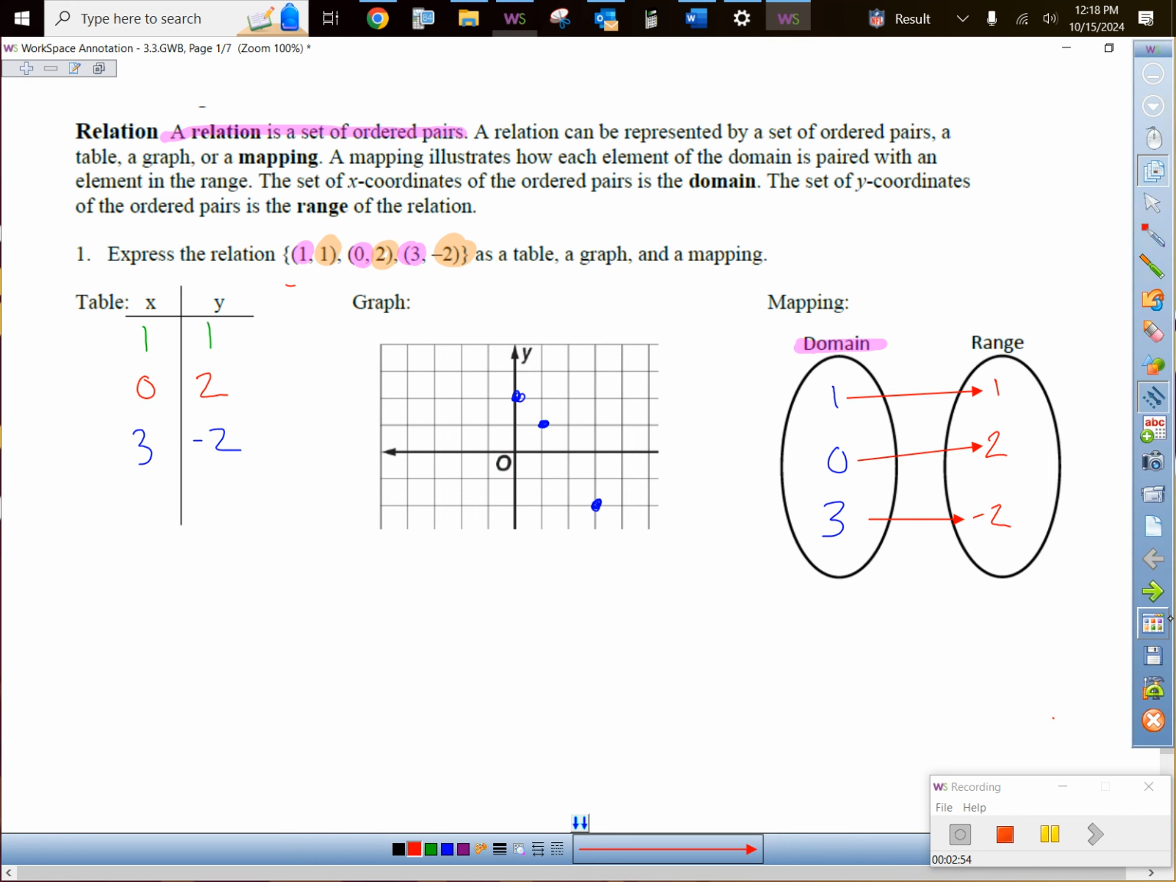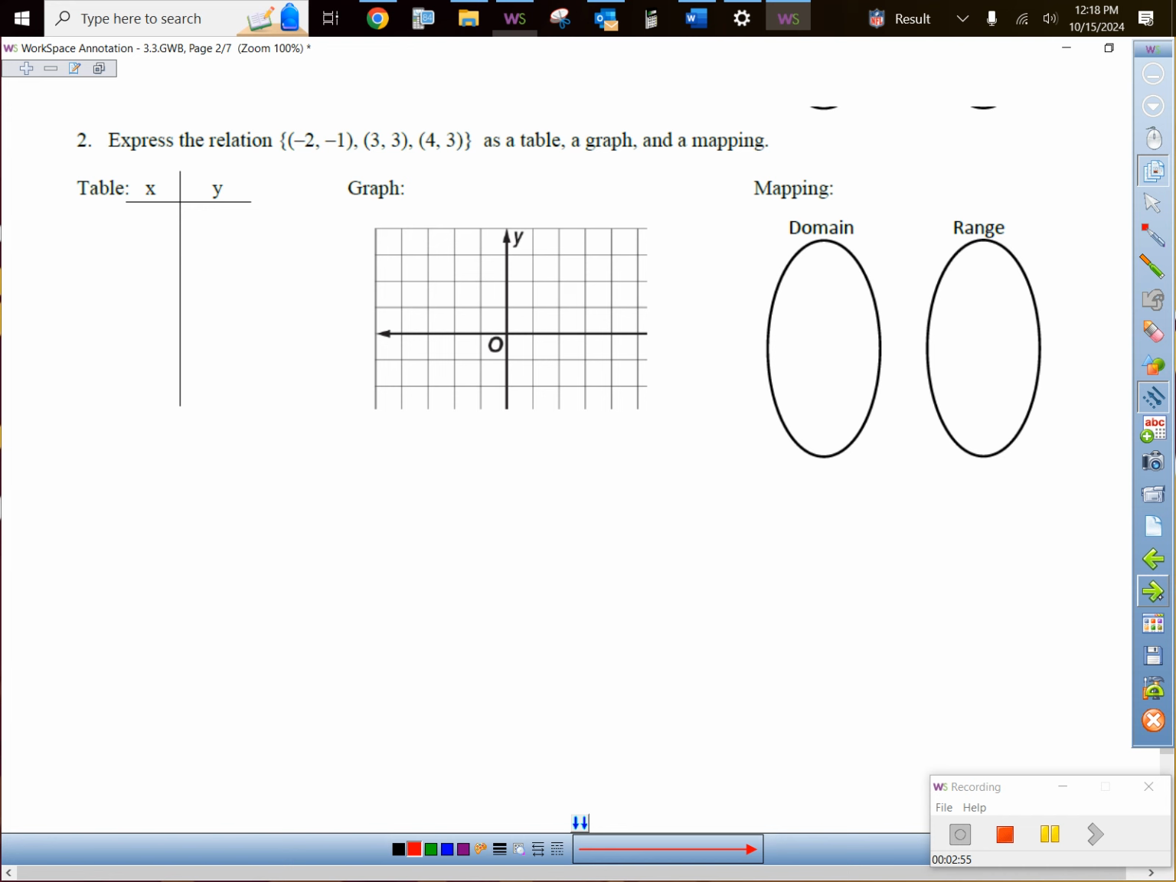Cool? So let's mess around with that. Let's try this one. Let's do this one as a table. So negative 2, negative 1, 3, 3, and 4, 3. The tables can repeat, right? You see that 3 showed up more than once in the Y column. That's totally fine. You have to have your partner next to you in a table. When you graph it, it's all good. So negative 2, negative 1, 3, 3, and 4, 3.